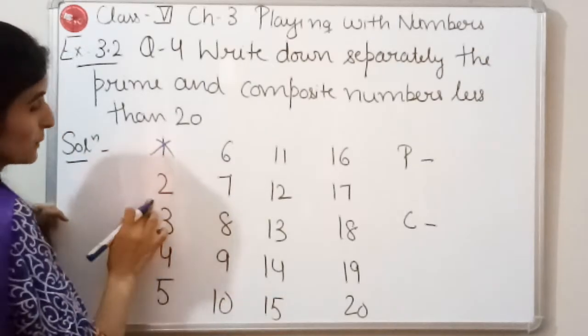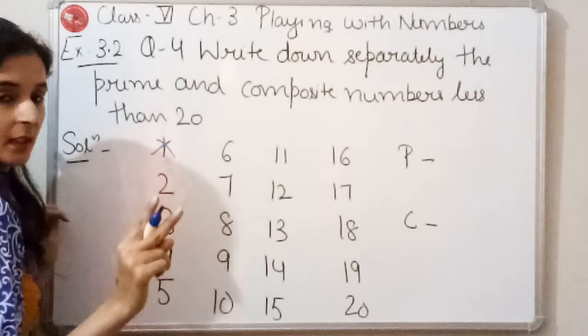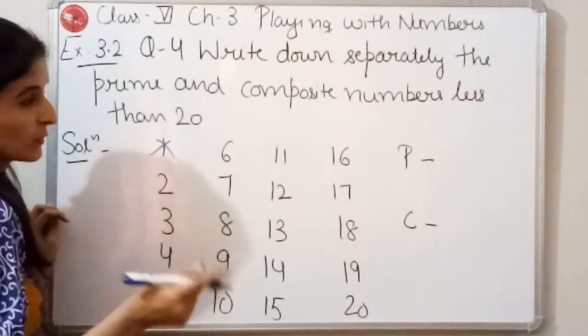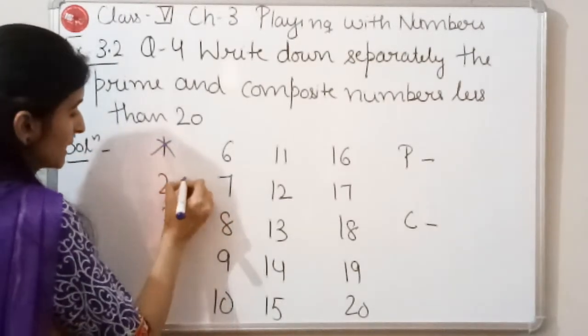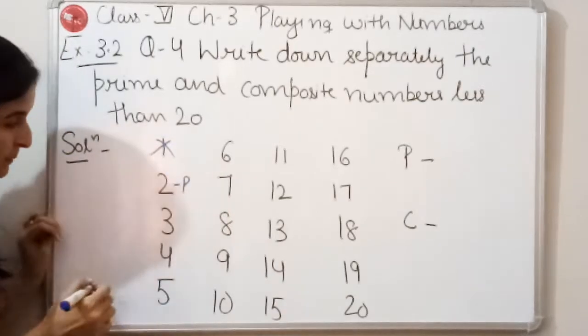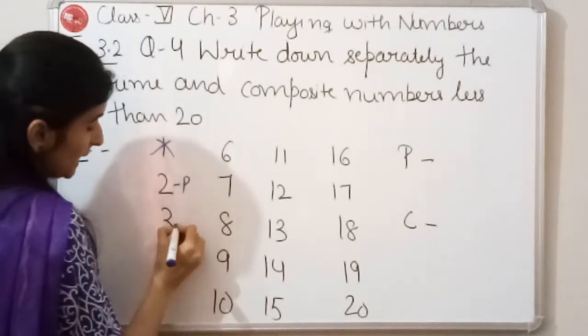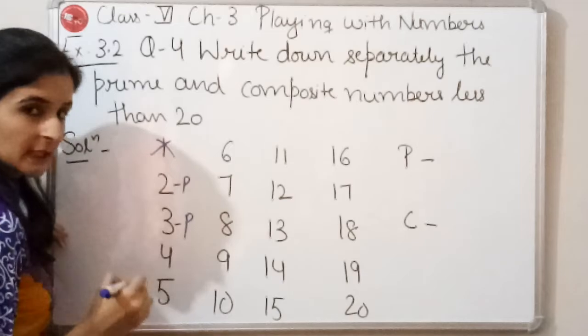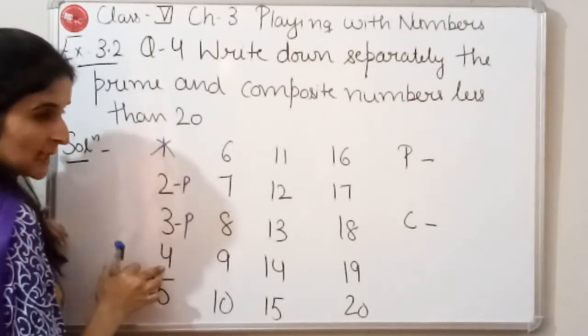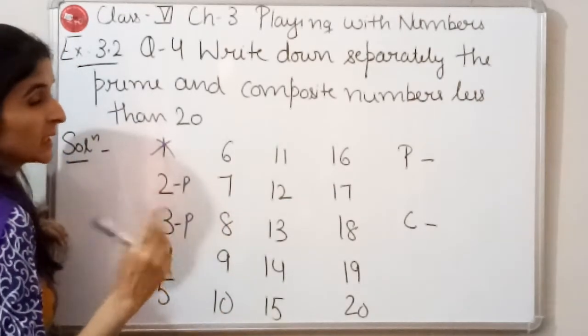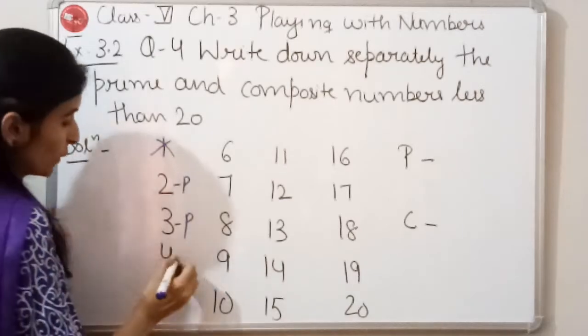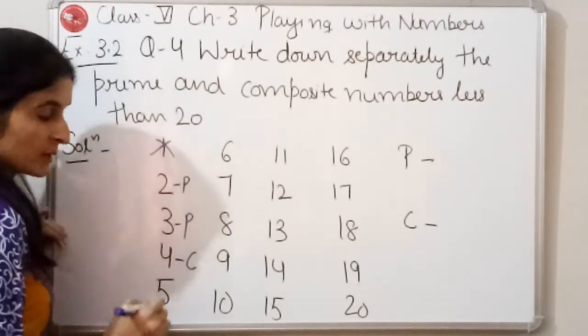After that, let's come to 2. 2 has two factors, 1 and 2. So it is a prime number. It is considered as a prime number. 3 is again a prime number because it has two factors. Now let's come to 4. 4 has three factors, 1, 2 and 4. So this is a composite number.